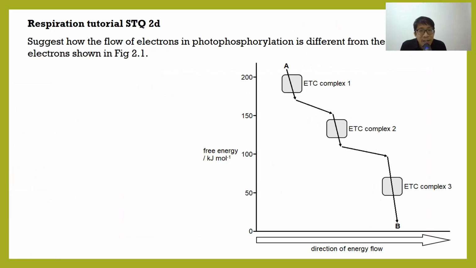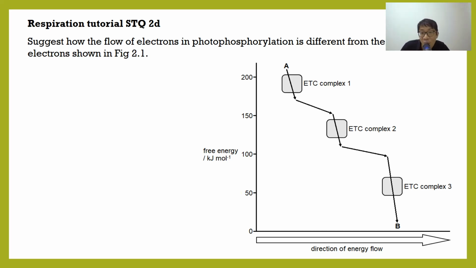Okay, so let me take a detour from the photosynthesis tutorial back to the respiration tutorial, because there's this one question that we skipped, right? If you remember. Okay, so anyway, the question talks about the differences between the flow of electrons in photophosphorylation versus that shown in figure 2.1, which is oxidative phosphorylation. Okay, so we have done the differences between photophosphorylation and oxidative phosphorylation.